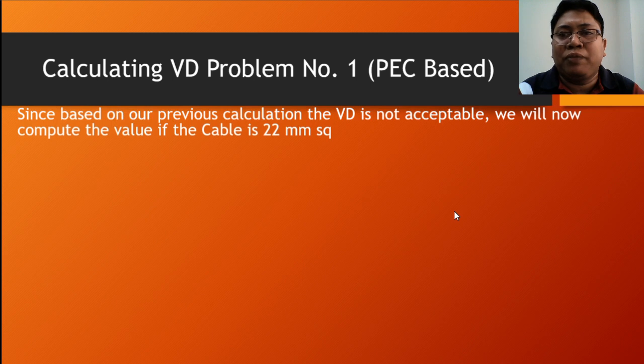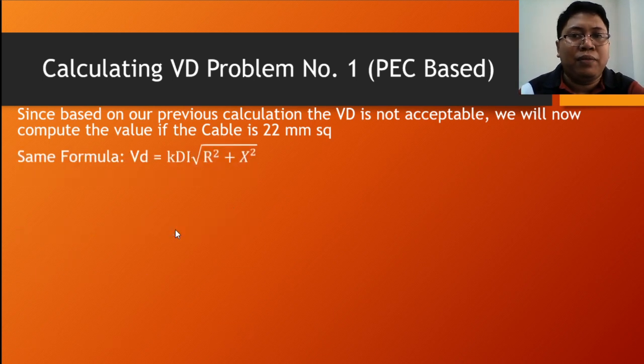Since based on our previous calculation, hindi acceptable yung voltage drop, let's try yung 22 mm squared. Ito kasi yung kasunod ng 14 eh. From 14 mm squared dun sa proposed kanina, sunod natin 22. If hindi pa rin, let's go for the 30 mm squared. Pag hindi pa rin, let's use 38. Parang trial and error lang din eh. Okay? So, next. Same formula gamitin natin.